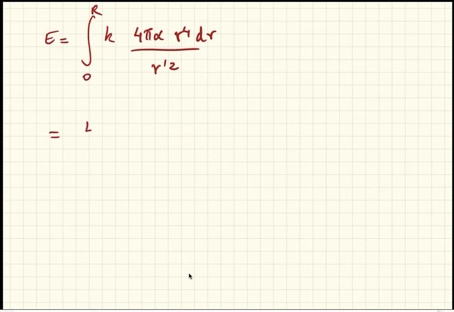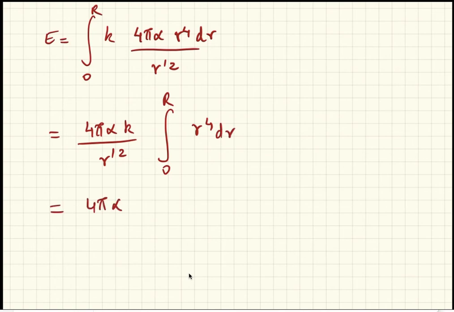So let's pull out all the constants. 4 pi alpha k over r prime squared, times the integral from 0 to R of r to the power 4 dr. This is r to the power 5 over 5, from 0 to R.